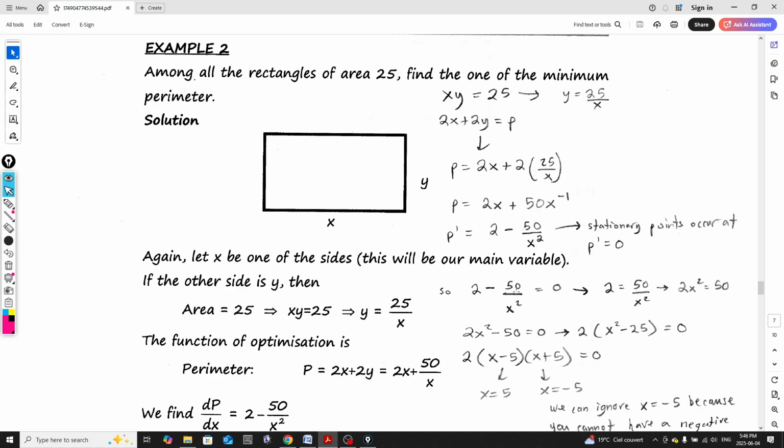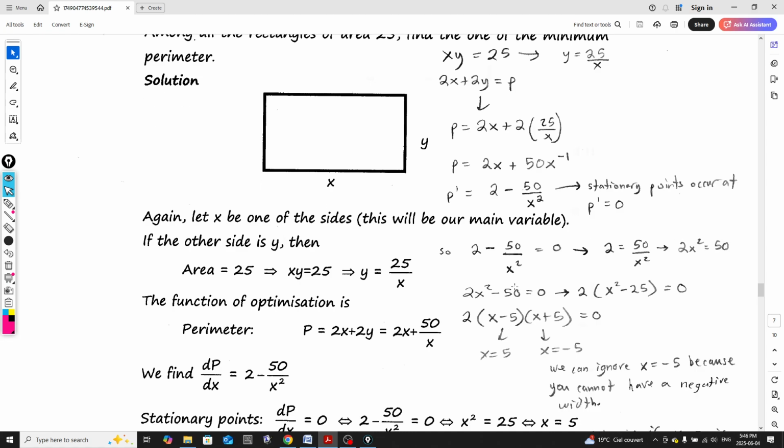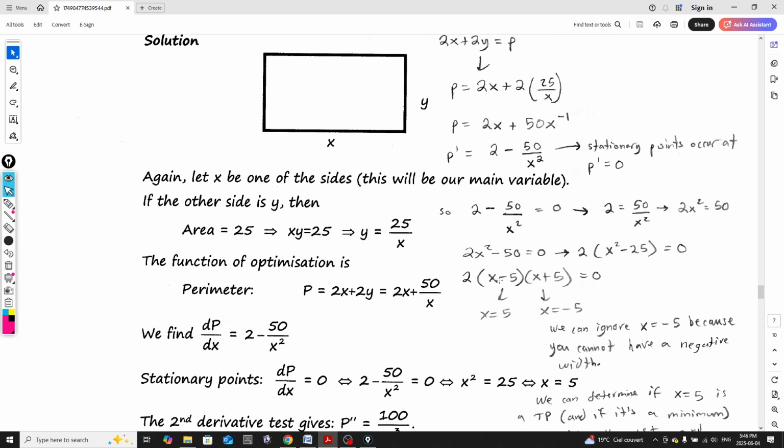Then I'm going to bring the 50 over x squared over onto the right-hand side, multiply by x squared on both sides, subtract the 50, and factor out the 2. So I'm at 2, and then x squared minus 25 equals 0. When I factor this, I get x equals 5 and x equals minus 5 as potential roots.